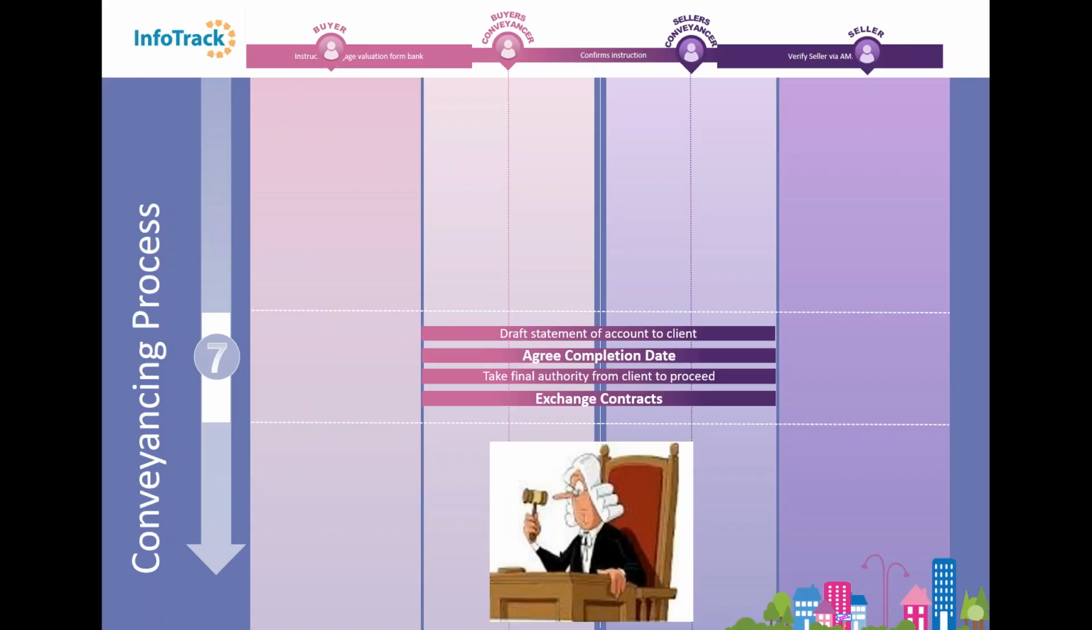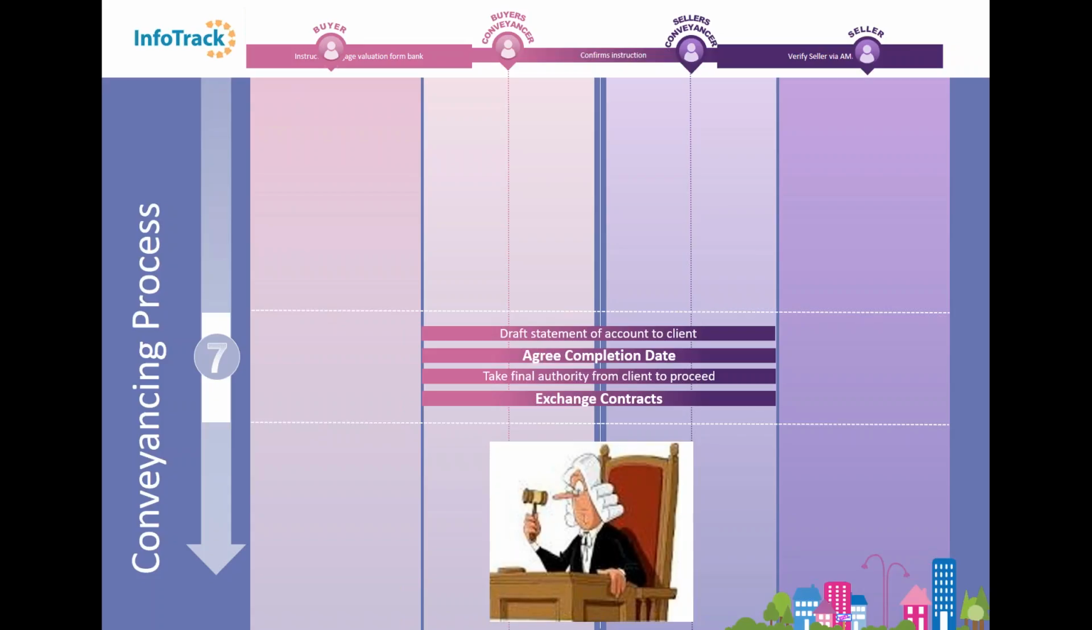So what do we mean by exchanging contracts? Well, that's a physical exchange between the buyer and seller's conveyancer of their client's signed contracts. And at the moment, that's normally via post or DX. But obviously, we're hoping to speed up the whole conveyancing process, and with things like electronic signatures coming into play in the near future, this could be done online.